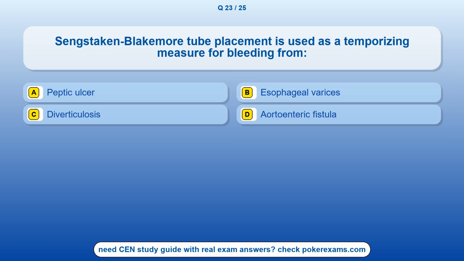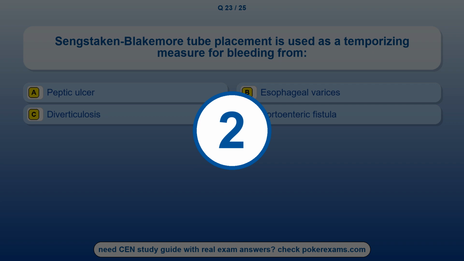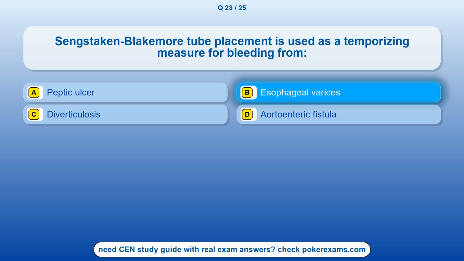Question 23. Sengstaken-Blakemore tube placement is used as a temporizing measure for bleeding from option A, peptic ulcer, option B, esophageal varices, option C, diverticulosis, option D, aortoenteric fistula. The correct answer is option B, esophageal varices.